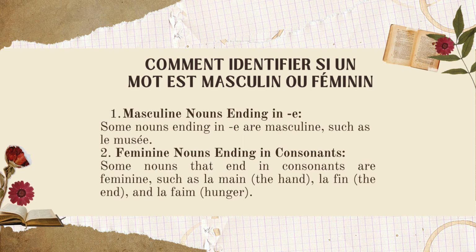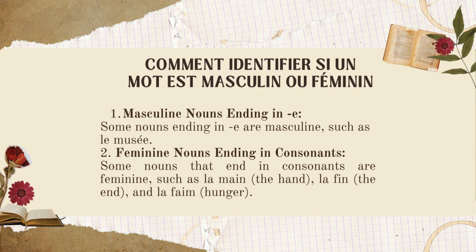So, first exception, masculine nouns ending with E. You have to learn the masculine nouns which end with E, instead of learning the feminine nouns ending with E, because there will be so many feminine nouns ending with E that you cannot memorize all the words. So you should memorize the few masculine nouns ending with E so that it will be easy for you.